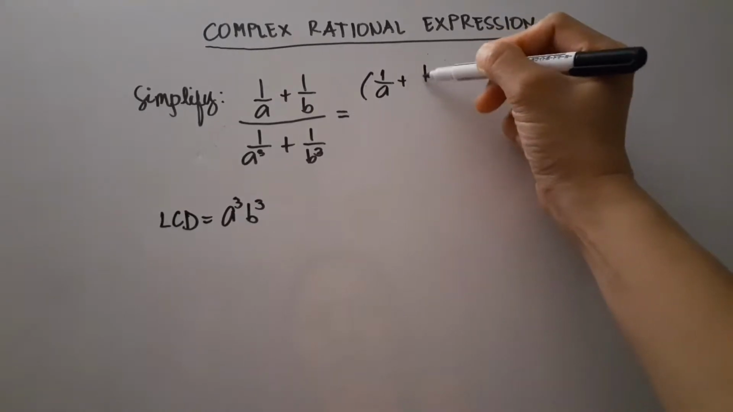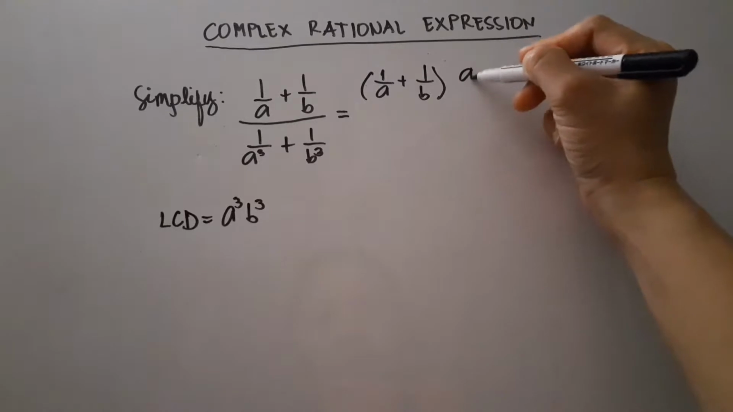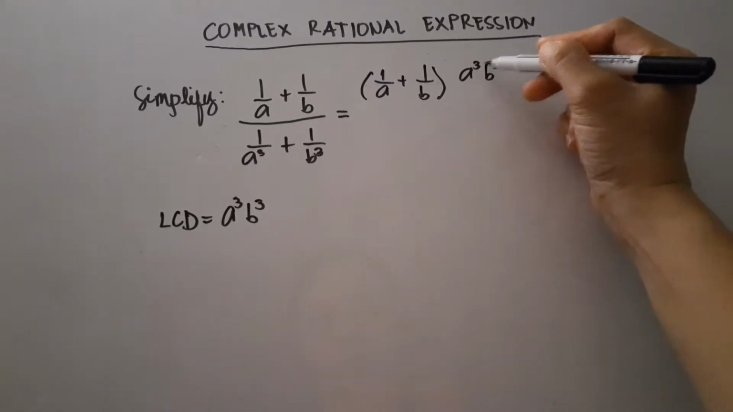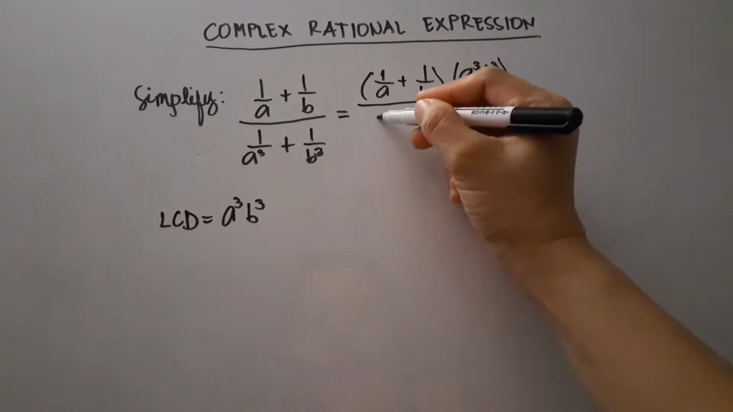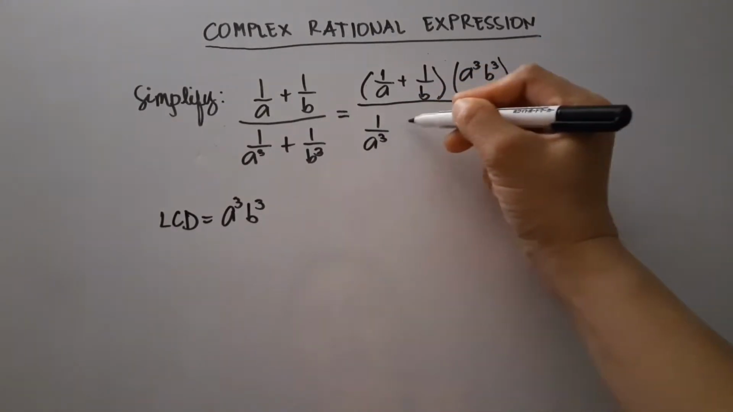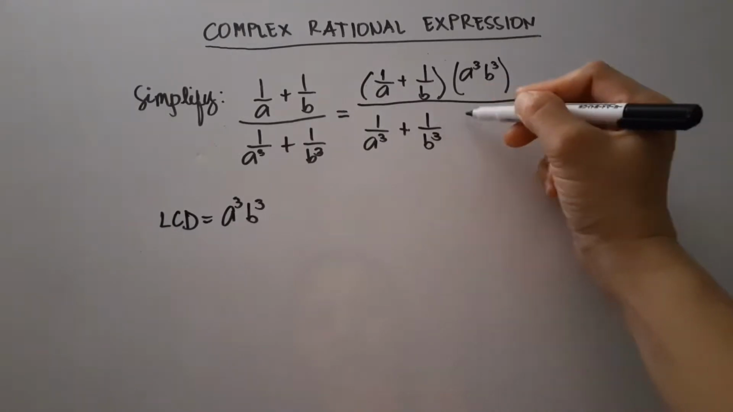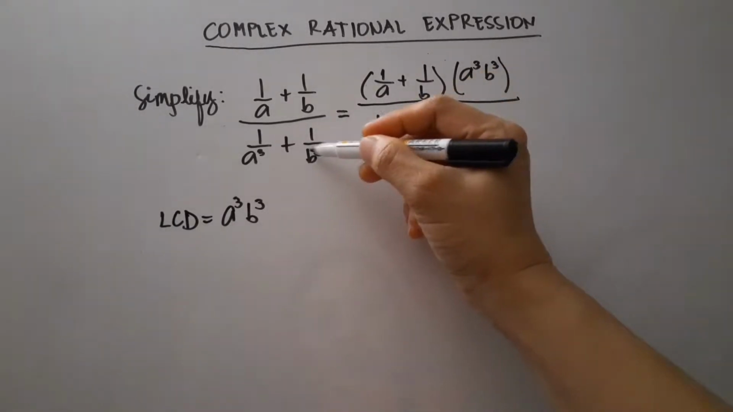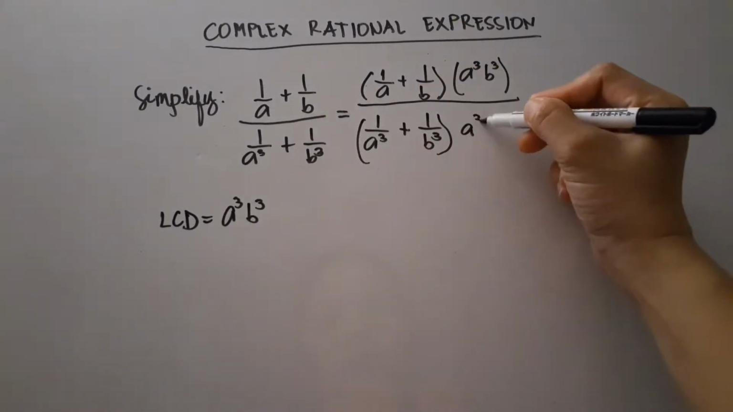We have 1 over a plus 1 over b multiplied by the least common denominator of a cube b cube. And then the denominator, we have 1 over a cube plus 1 over b cube multiplied by the least common denominator, which is a cube b cube.